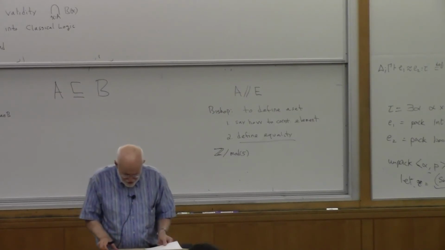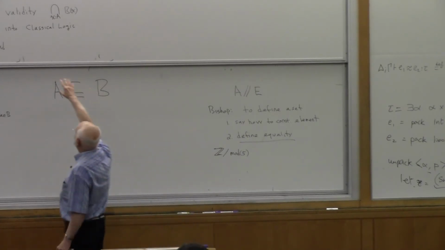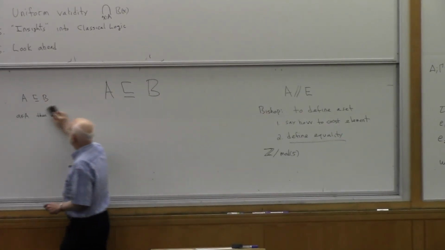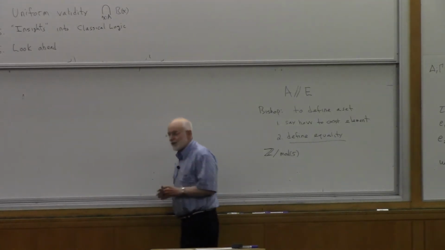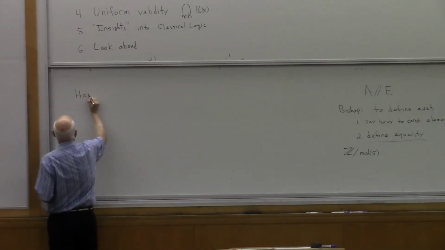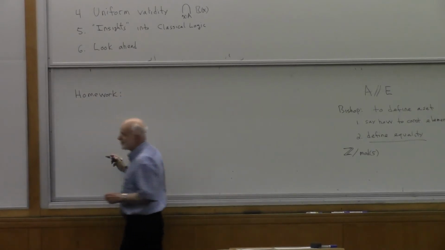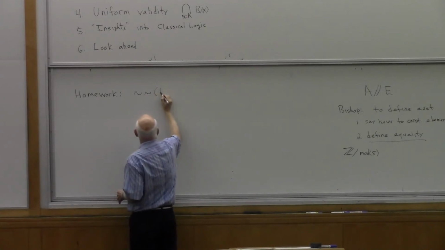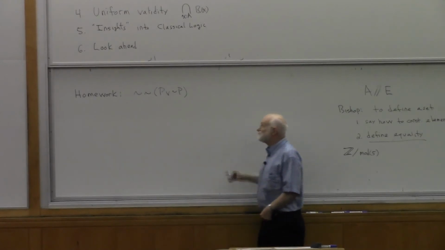So I mentioned that uniform validity. So now I'm going to get to insights into classical logic. So at least we'll get that started. And to do it, I'd like to assign everybody an exercise. So here's homework or exercise. You don't have a whole lot of time to do it because my last lecture is tomorrow. But give a proof of this constructively true proposition. That's not hard.